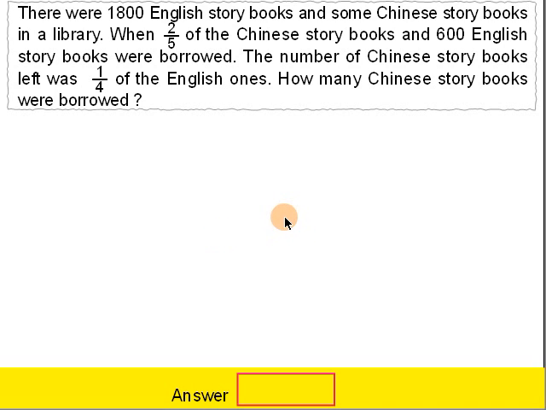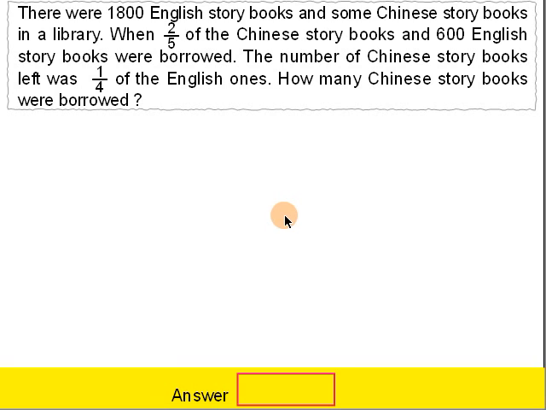Well, the question says that there were 1,800 English storybooks and some Chinese storybooks in a library. And when 2/5 of the Chinese storybooks and 600 English storybooks were borrowed, the number of Chinese storybooks left was 1/4 of the English ones. So how many Chinese storybooks were borrowed?